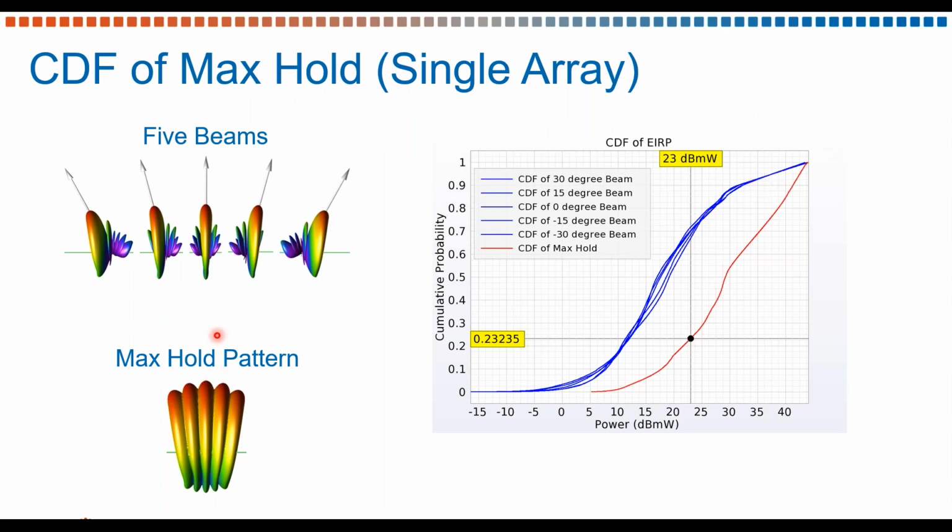Using the MaxHold pattern, we will be able to combine the effects of all these 5 beams together. And now plotting a CDF of this function gives the red curve here. As you can see, for the same input power, we now have a much wider range that can be covered. Roughly 77% of the angles are now covered with the beam steering capability. Let's look at how these results can be accessed in XF.